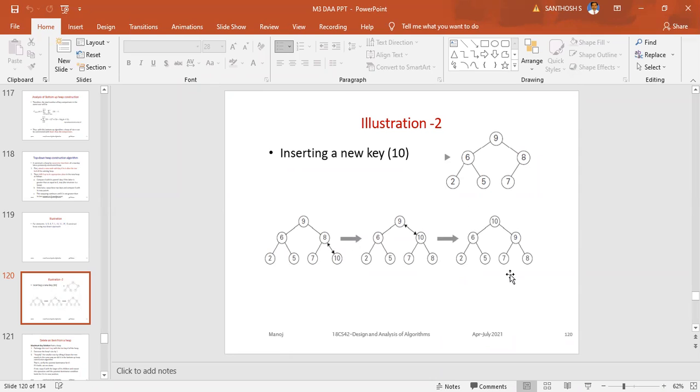Once after this, you can check for the shape as well as the parental dominance property. Shape means at each level you are having two nodes, and parental dominance means the parent should be greater than the child. So 10 is greater than 6 and 9, 6 is greater than 2 and 5, 9 is greater than 7 and 8. So that is the insertion of top down.